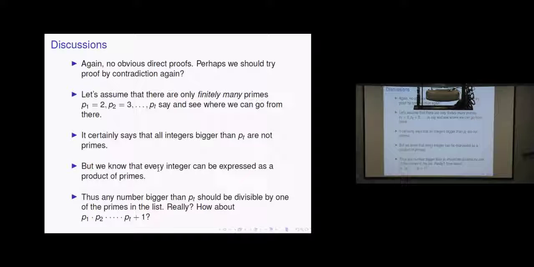So therefore, any number bigger than this pt, the largest prime, should be divisible by one of the primes, right? Because every number can be factorized into a product of primes. So therefore, every one of them has to be divisible by one of the t many primes. But here, you need to cook up a number which is not divisible by any one of these. Here's a trick: you multiply them together and plus 1.